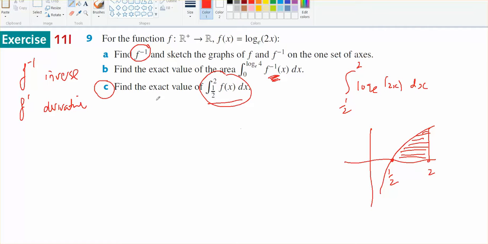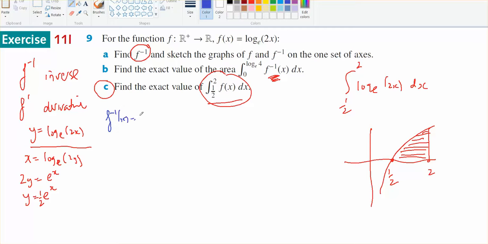Okay, so let's see what's happening here. I'm asked to find the inverse. If y equals log base e of 2x, and if I swap them to find the inverse, x will equal log base e of 2y. Turn it into an exponential: 2y equals e to the x, y equals 1/2 e to the x. So the question's asked me to find the inverse, and the inverse is y equals 1/2 e to the x.